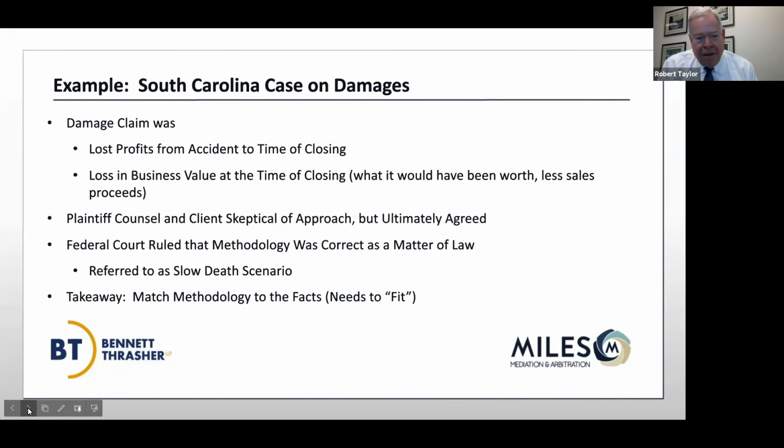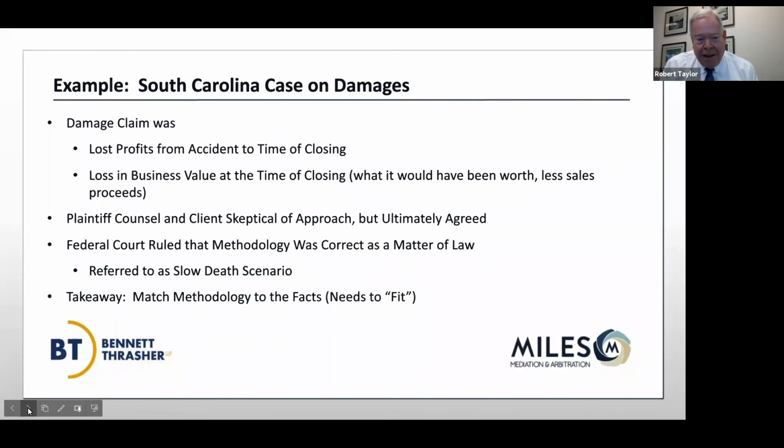And this became, it was referred to in California as a slow death scenario, which is a period of damage followed by the death of the business. And the case during trial went on for weeks, maybe even months, but settled during the trial finally at an amount that was very close to the damage measurement that we came up with.